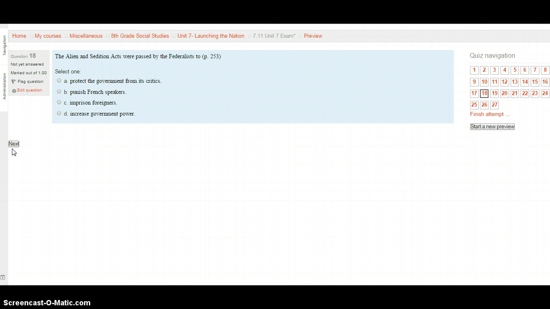Question 18. The Alien and Sedition Acts were passed by the Federalists to protect the government from critics, to punish French speakers, to imprison foreigners, or to increase government power. Go to page 253 to look for your answer, find it, and then hit next when you're ready.